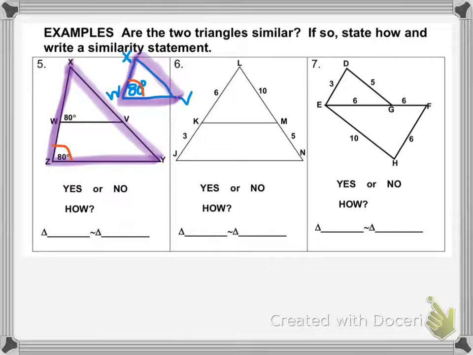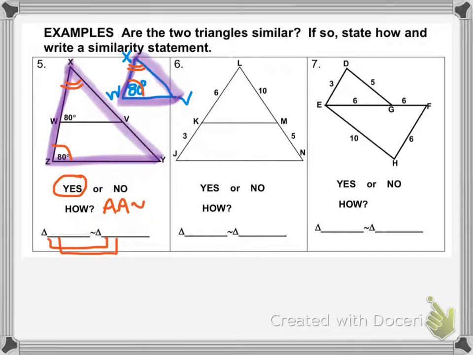And then if you recall, when triangles overlap, a lot of times they'll share an angle. So they both have this angle X, right? And sometimes we forget about that, but that's another pair of angles that they both have in common that are congruent. So I've got two pairs of angles that are congruent. So by AA similarity, I can say, yes, these triangles are similar.